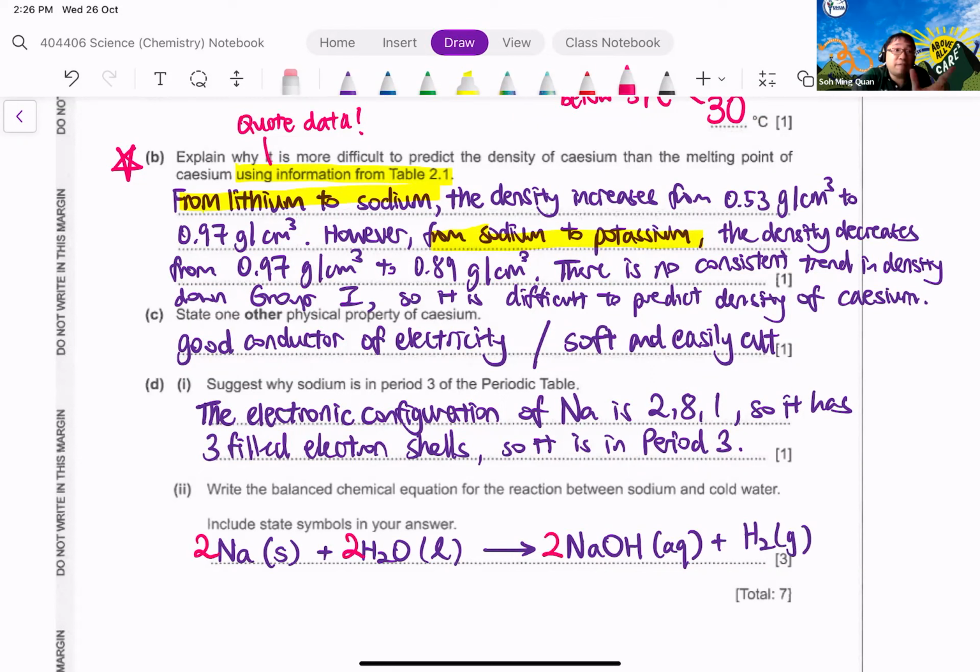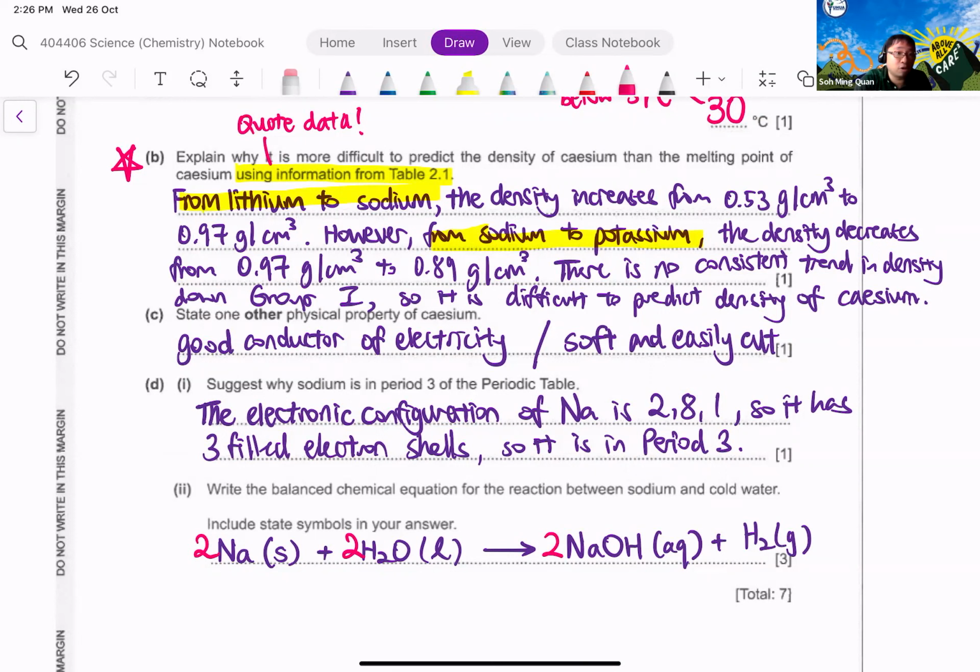Okay, so you can see it's 3 marks are standard. How do you allocate the 3 marks? The first mark is always the formula of the reactants and products correct. The second mark is the balancing. The third mark is the correct state symbols. All right, 3 marks.